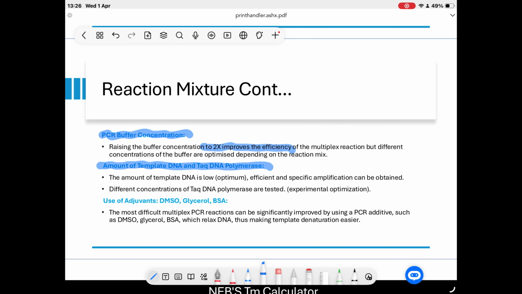Which brings us to the most chemically aggressive part of the mix, the adjuvants: DMSO, glycerol, and BSA. It states these additives can significantly improve the most difficult reactions because they relax DNA, thus making template denaturation easier. This is some of the coolest chemistry. I'm stuck on these adjuvants. Are they basically a chemical massage for the DNA to get it to unwind? How does a solvent like DMSO relax DNA?